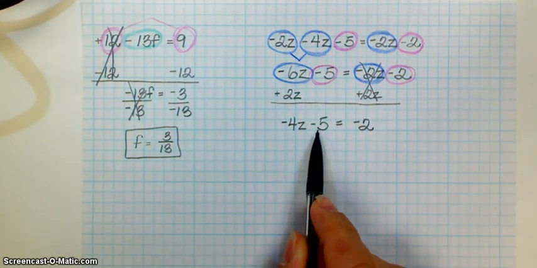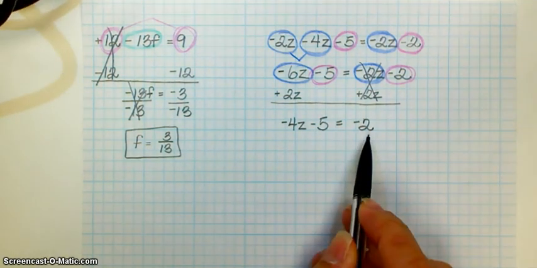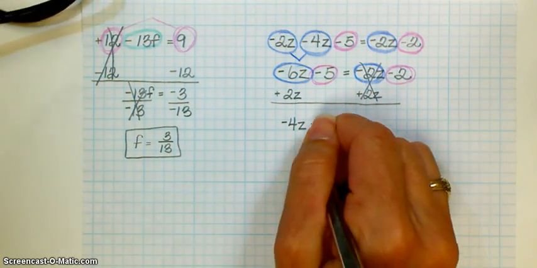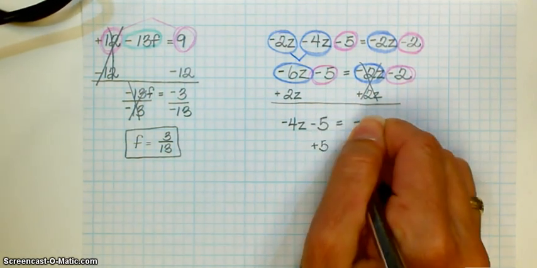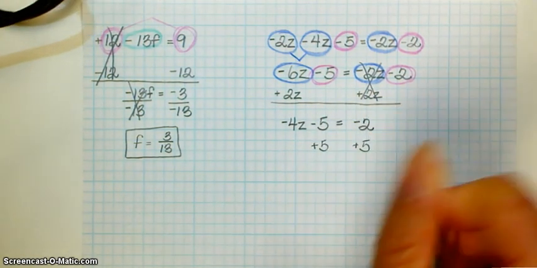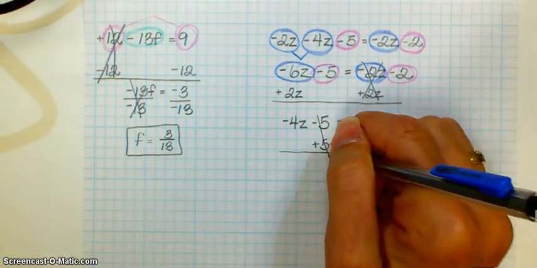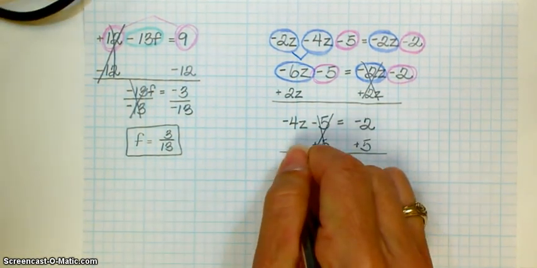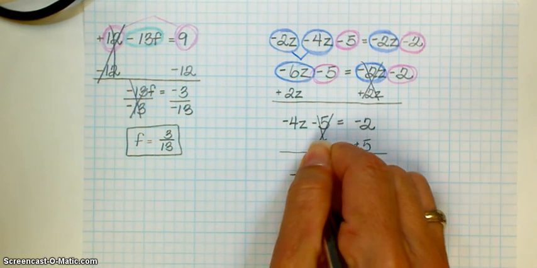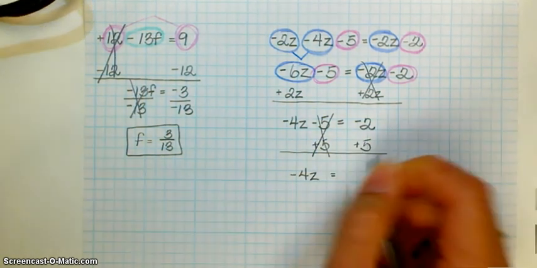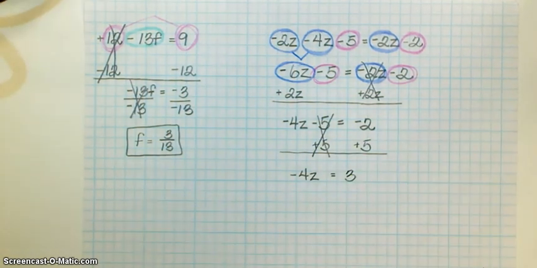Now I need to get the constants to the other side. I need those combined on the other side. So I'm going to add 5, add 5. Remember, do the opposite to move it to the other side of the equal sign. And whatever you do to one side, you have to do the same thing to the other. So I wind up with negative 4z equals 3.